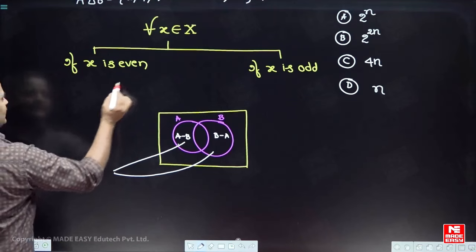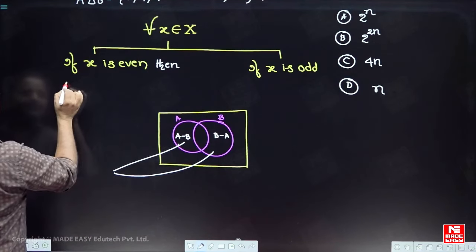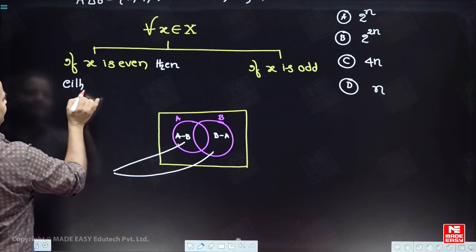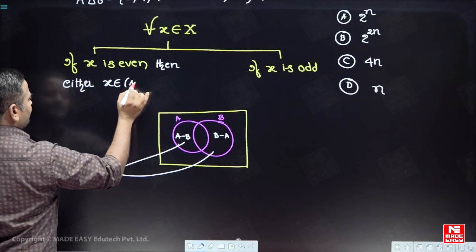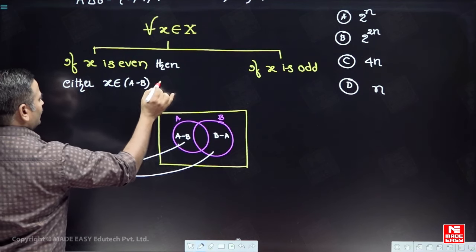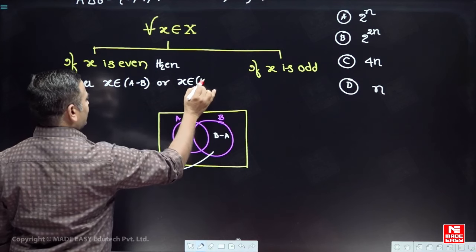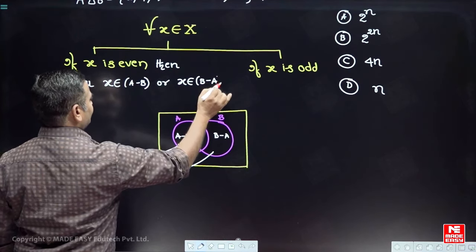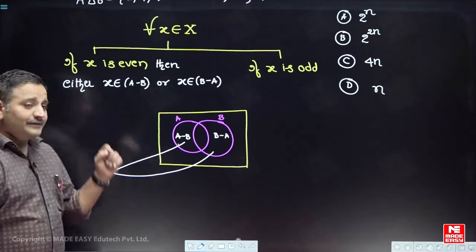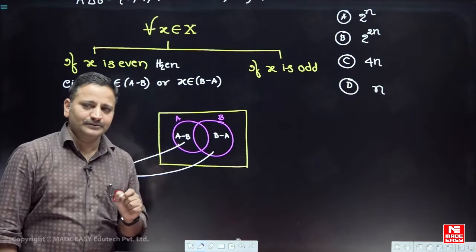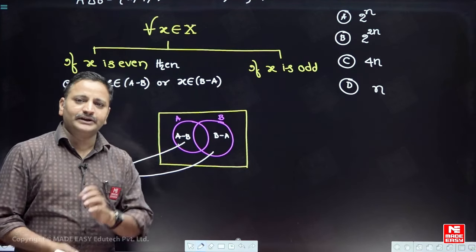So therefore, if x is even, then either x belongs to A minus B or x belongs to B minus A, friends. These are two possibilities. It means every even number has how many possibilities? Two possibilities. Now kindly recall the basics which I covered in the last class.